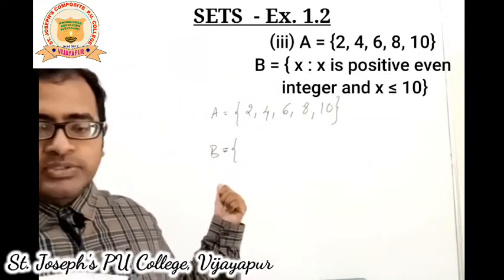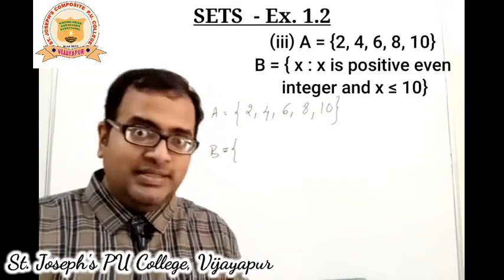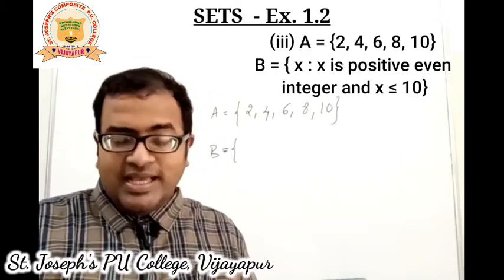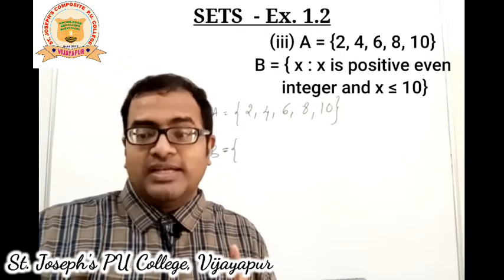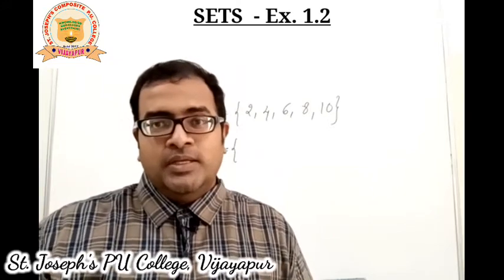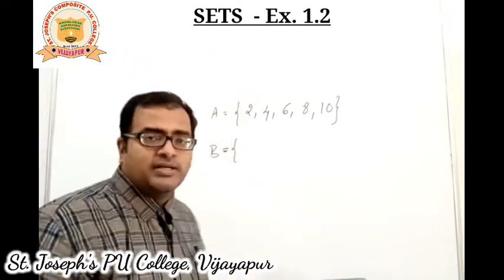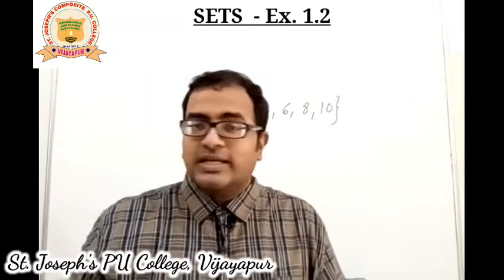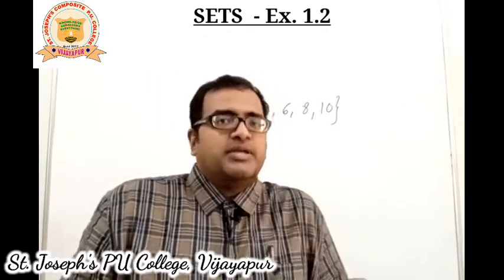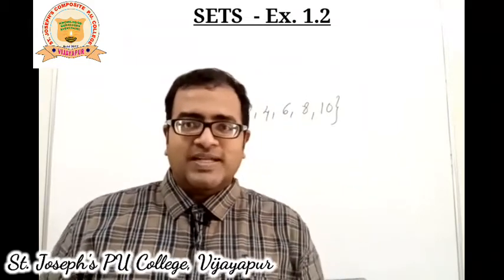Set A is equal to 2, 4, 6, 8, 10 and set B is the set of all x such that x is a positive even integer and x is less than or equal to 10. So, it is positive even integers. Even numbers if you take integers, positive ones, negative ones you forget it. Ultimately they are saying natural numbers which are even, that is indirectly what they are saying.